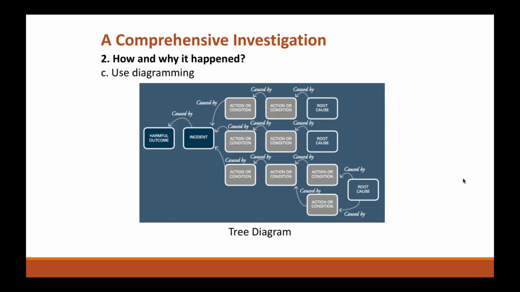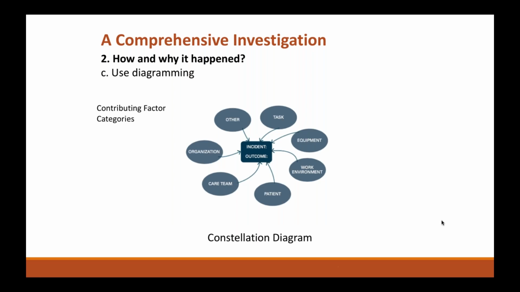And we have the tree diagram, which shows how the root cause, here on the bottom right, can give rise to all these contributing factors that ultimately give rise to the incident that caused the harm to the patient. Or if it was a near miss, could have caused the harm to the patient. And there may be multiple root causes, multiple contributing factors.